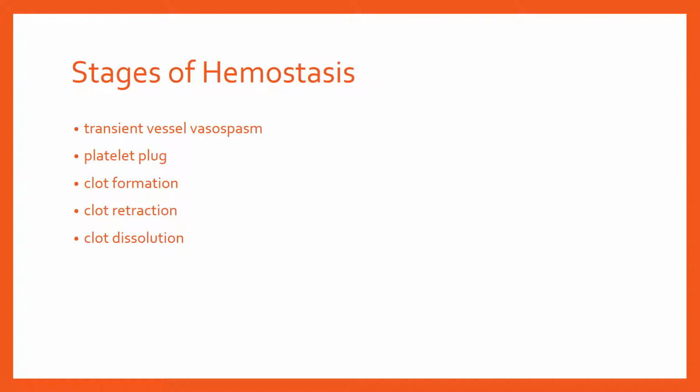The stages of hemostasis are the following. To achieve hemostasis, we will see that transient vessel vasospasm occurs, and this allows, very briefly, to stop or slow down the blood flow outside, and then formation of the platelet plug will follow, and then formation of the clot will follow.